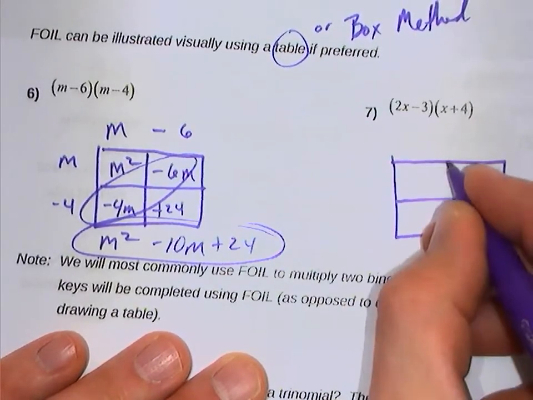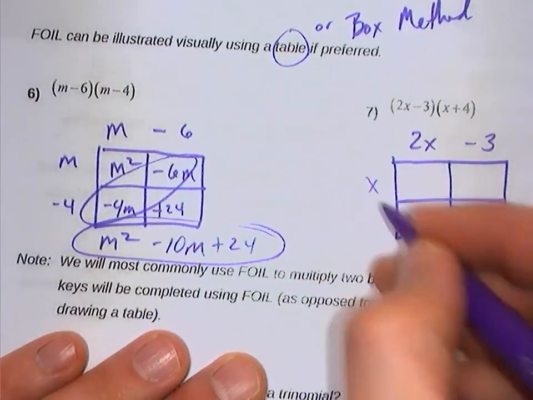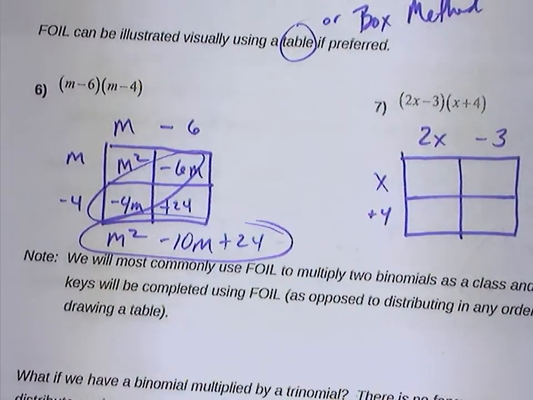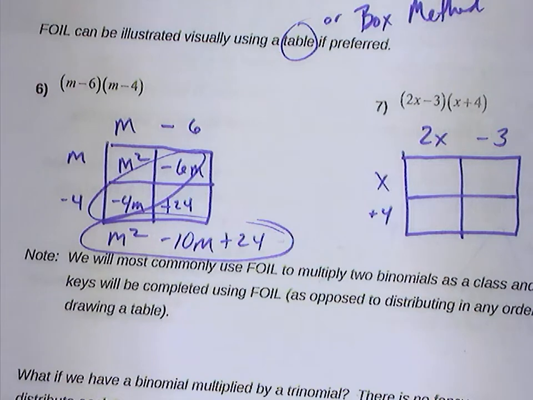It doesn't matter who you put on top. I'll just put the 2x minus 3 on top here. And then I'll put x and plus 4 here. If you did 2x minus 3 up and down and x plus 4 side to side, it doesn't matter. Again, if you like FOIL, then use FOIL. If you prefer the box method, then use the box method. But it helps visualize what we're doing.